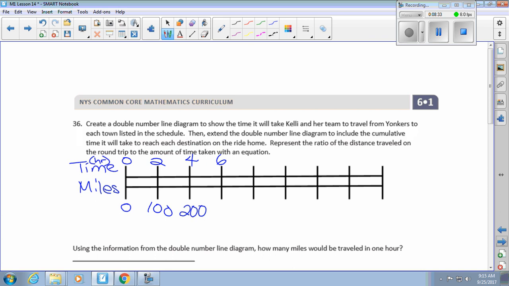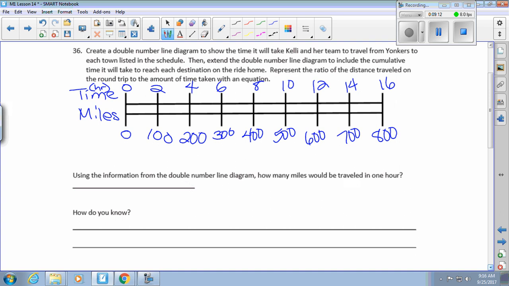So, nice try, Ethan. Next one will be 8, 400, 10, oops, not 10. Would be 500, 12 would be 600, 14 would be 700, and then 16 hours into their trip, so on their way back home, they would have traveled all the way back. All right? Pretty easy, right? Just keep scaling it up.